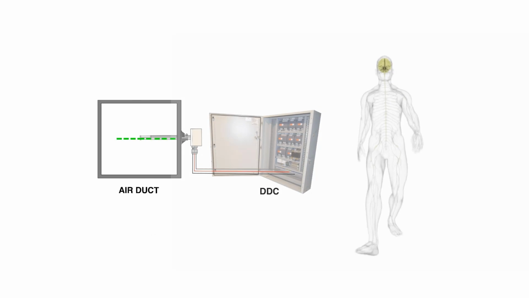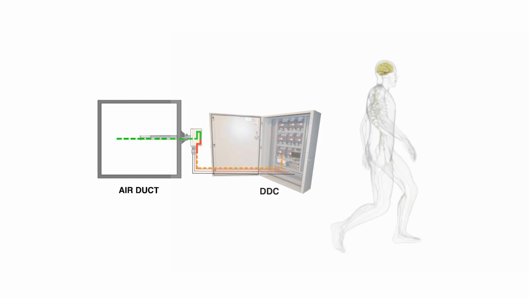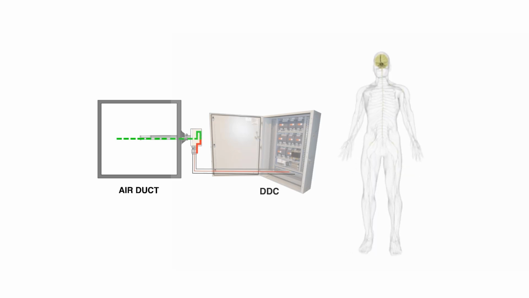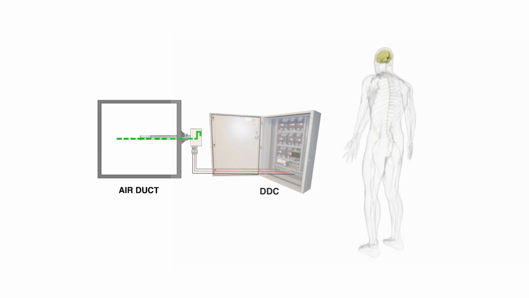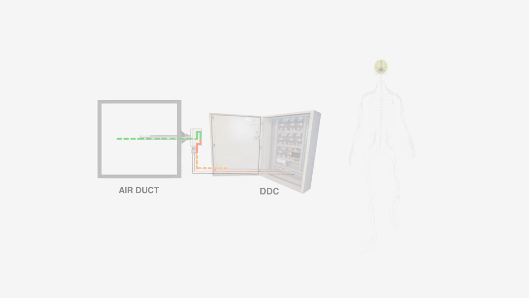Just as the human nervous system sends signals to the brain to control movement and senses, sensors act as the nerves of a smart building, constantly gathering data and sending signals to a central control system. These signals enable automated responses, ensuring comfort, security, and energy efficiency without human intervention.